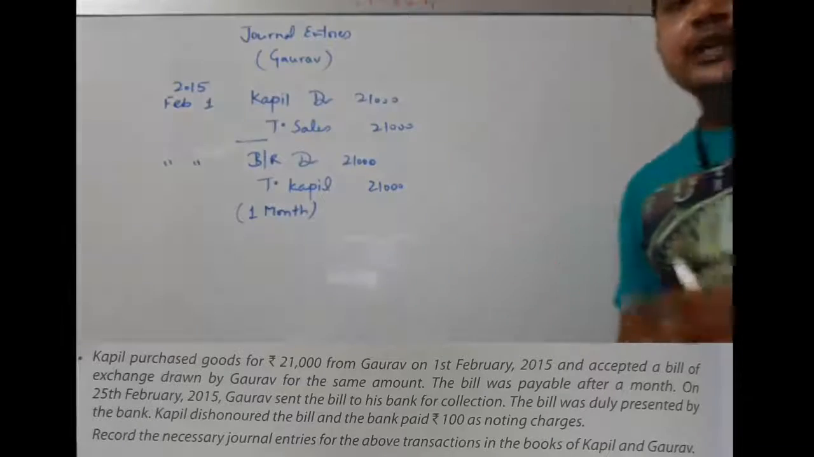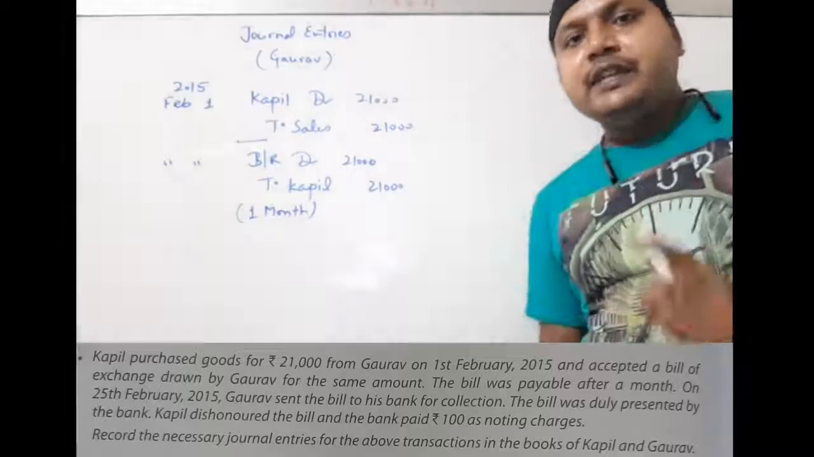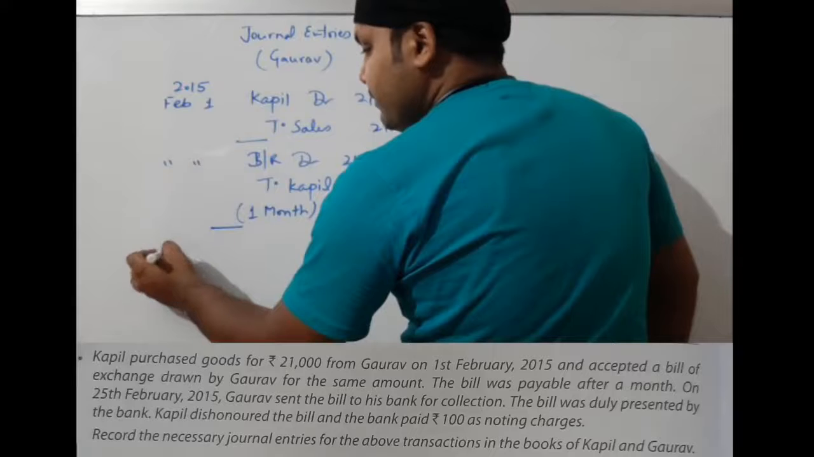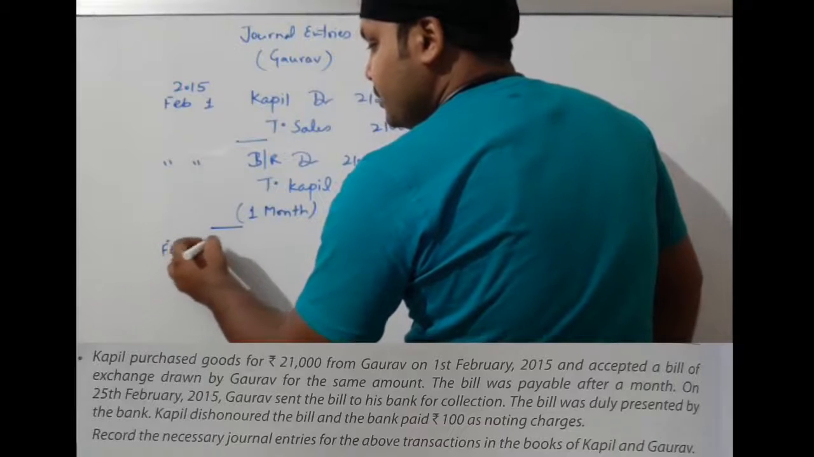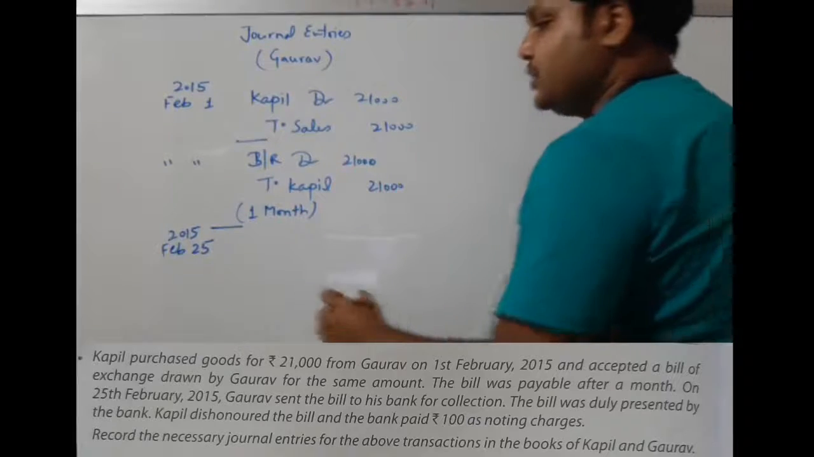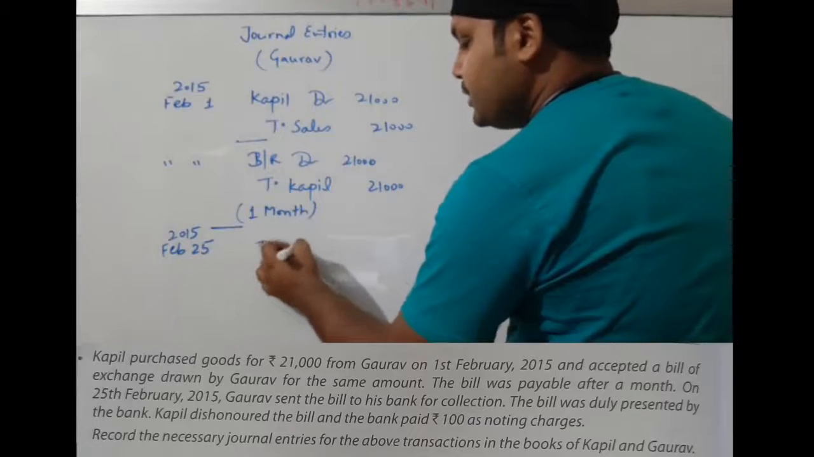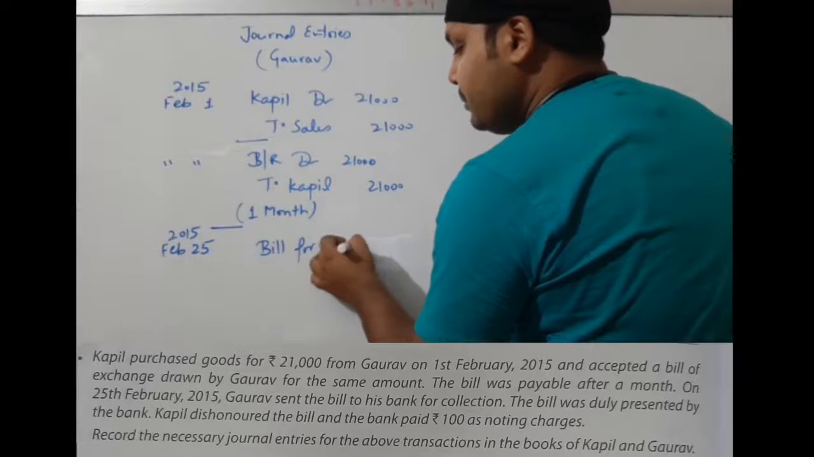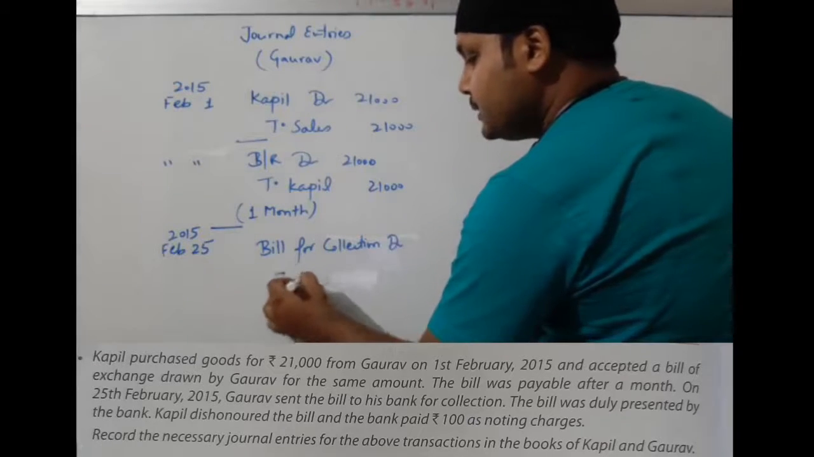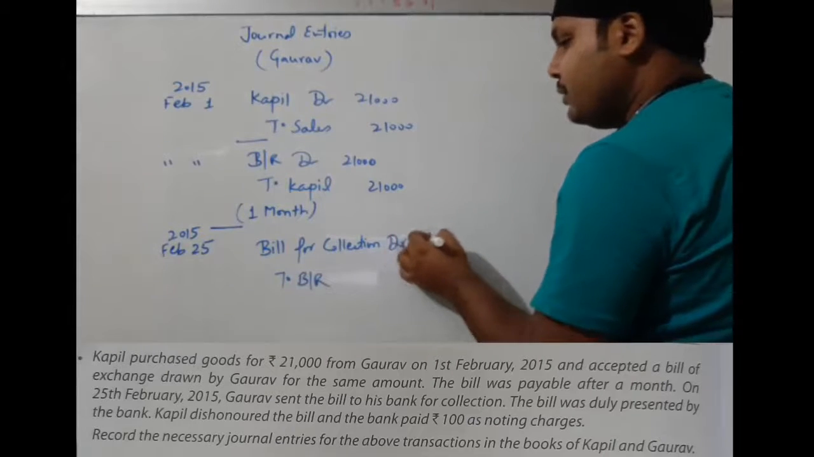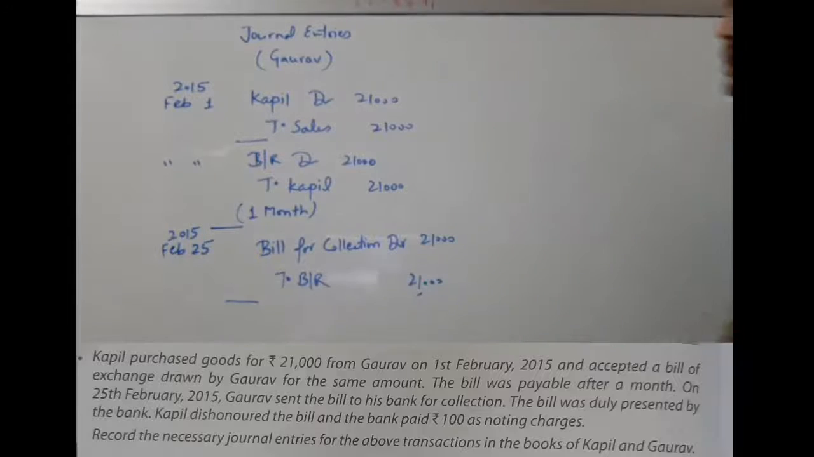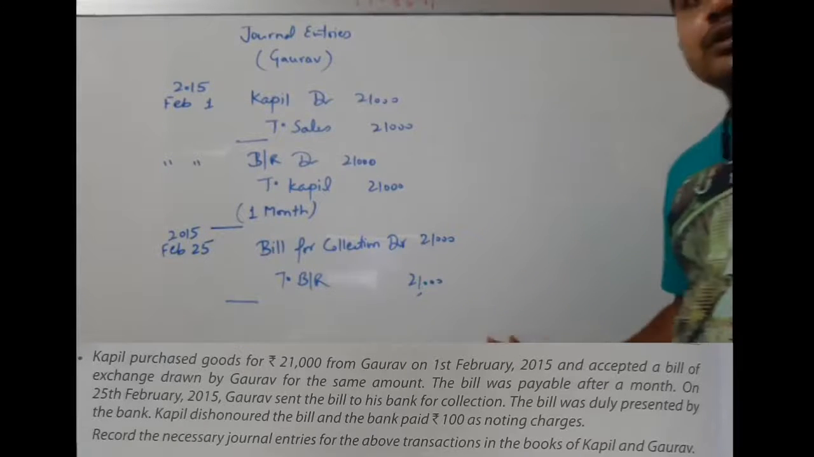But before the due date, you can see that the question says on 25 February 2015, bill sent to bank for collection. बिल को किस लिए भेज दिया गया? कलेक्शन के लिए. So the entry will be bills for collection account debit to bills receivable. So the amount will be 21,000 and 21,000. So this is the journal entry which are passed in the books of Gaurav.